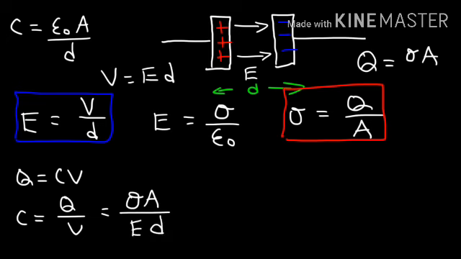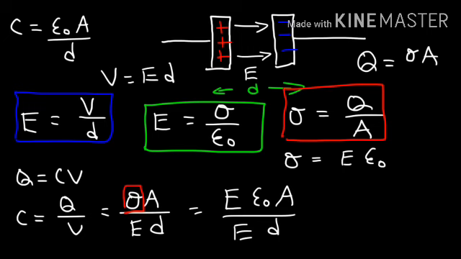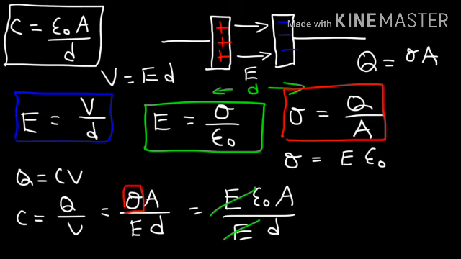Now, using the equation in the middle, if we solve for sigma, sigma, the surface charge density, is equal to the electric field times the permittivity of free space. So let's replace it with that. So E times epsilon sub naught times A divided by E times D is equal to the capacitance. So now we can cancel E. So therefore, the capacitance depends on the area and the separation distance. So that's how you can derive the equation.